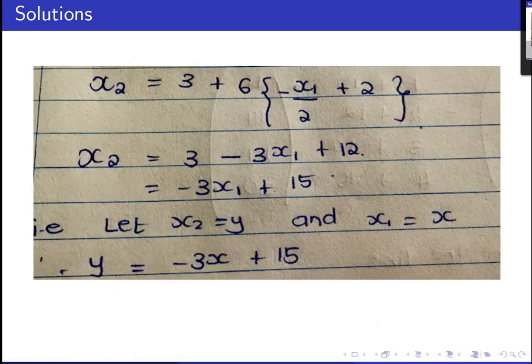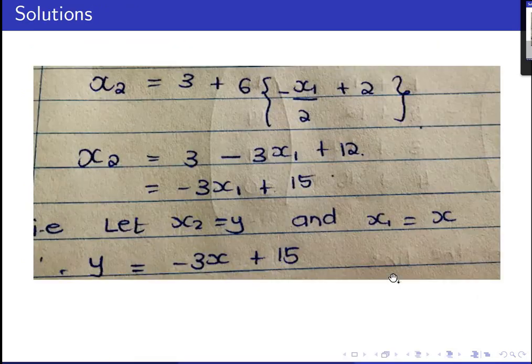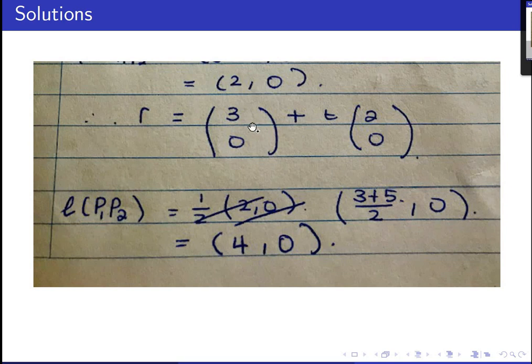And the initial point is 3 and 0. We have (2, 0) from 5 minus 3 is 2 and 0 minus 0 is 0. So the vector equation will just be 3 plus 2t, right? And the second component of this vector is just 0. So we found the direction vector (2, 0).